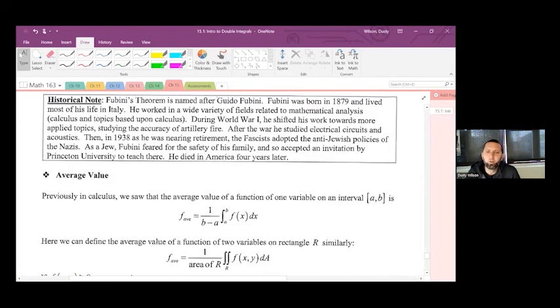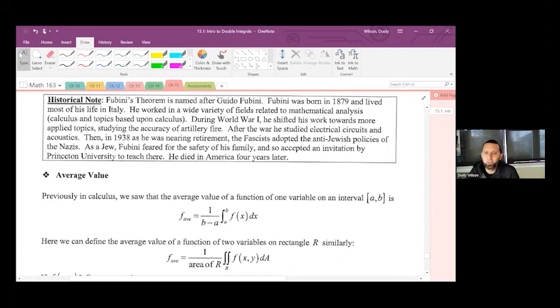Historical note. Fubini's theorem is named after Guido Fubini. Fubini was born in 1879 and lived most of his life in Italy. He worked in a wide variety of fields related to mathematical analysis, that's calculus and topics based upon calculus. During World War I, he shifted his work towards more applied topics, such as studying the accuracy of artillery fire. After the war, he studied electrical circuits and acoustics.